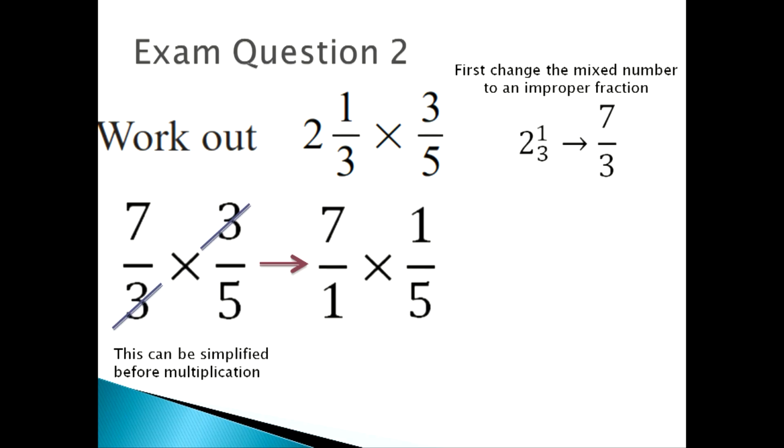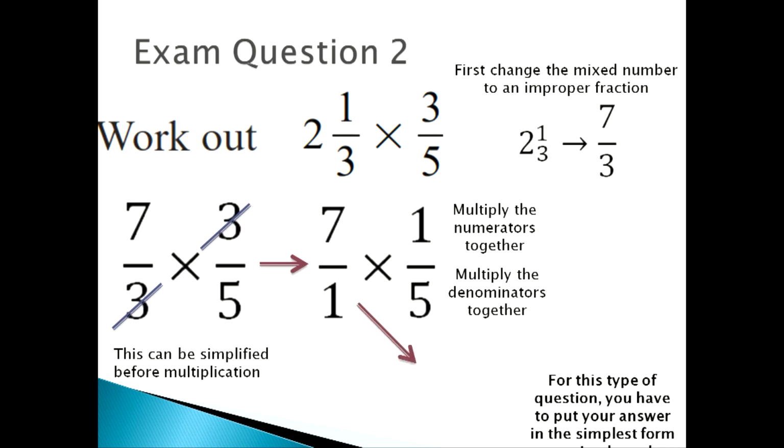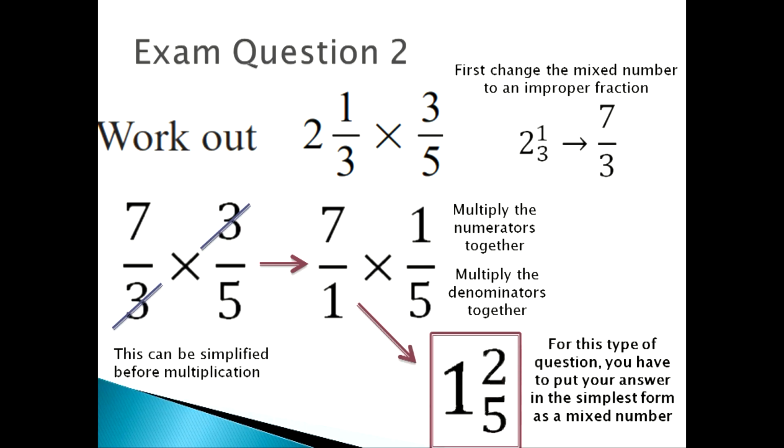You multiply the numerators together, and you multiply the denominators together, and also for this question, you have to leave your answer in the simplest form as a mixed number. So your answer would be 1 and 2/5. Because before you change your answer to a mixed number, the answer would be 7 over 5. Then you will change it into a mixed number for this type of question.